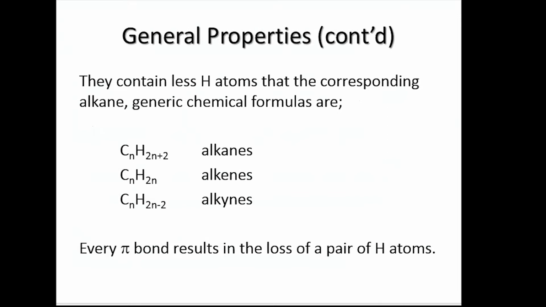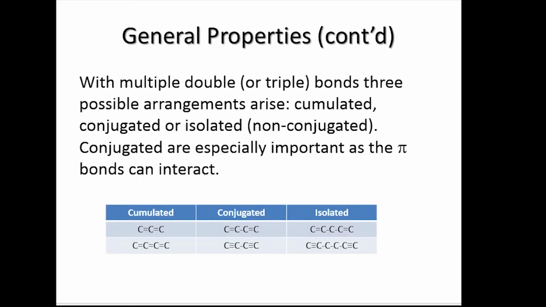Here are the general equations for alkanes, alkenes, and alkynes. As I've stated already in Chapter 2, alkanes follow CnH2n+2. Alkenes follow CnH2n, and alkynes follow CnH2n-2. So every pi bond results in the loss of a pair of hydrogen atoms.